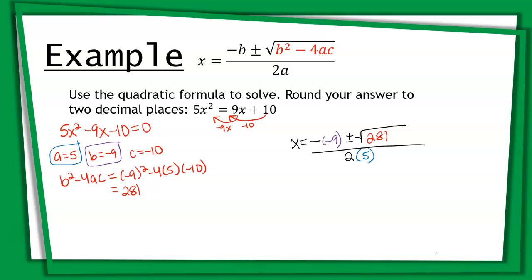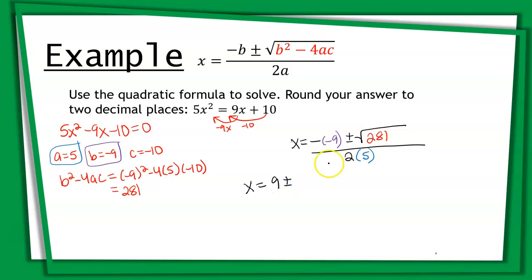So here I plugged in everything. I have my negative 9, because b is -9, plus or minus square root of 281 being my discriminant, all over 2 times a, which is 2 times 5. So now if I simplify this, I get x equals, well, that becomes a +9, plus or minus.